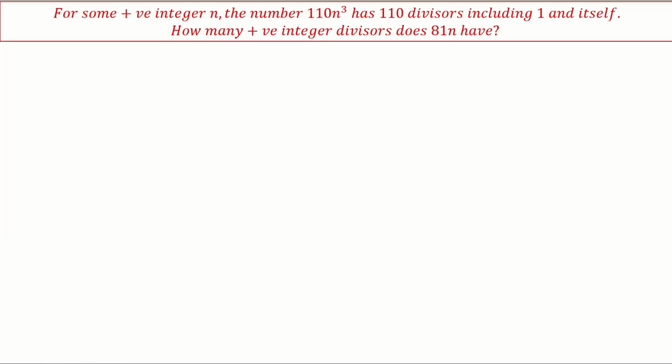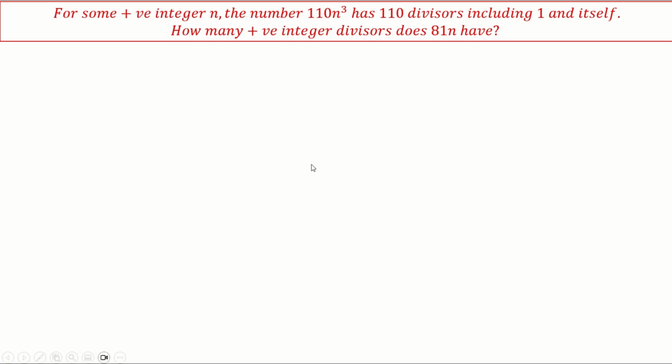For some positive integer n, the number 110 n cube has 110 divisors, including 1 and itself. How many positive integer divisors does 81n have? Yeah, this is a very good problem, an interesting problem.